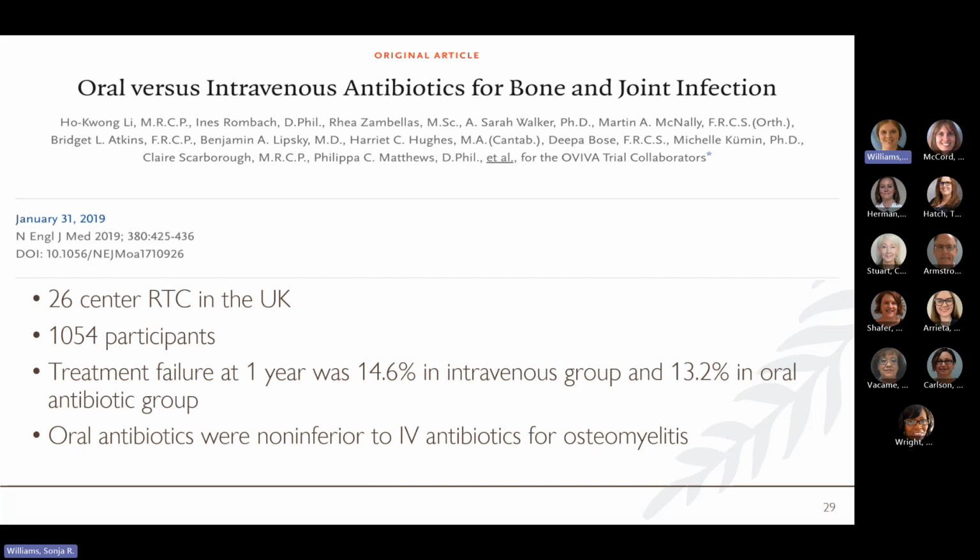Now, we still work with infectious disease to discuss which patients are appropriate candidates for oral versus IV antibiotics. I will say I still see a majority of our patients getting a PICC line and going to SNFs for IV antibiotics, but I have been very successful in treating dozens of patients with osteomyelitis using oral therapy alone.